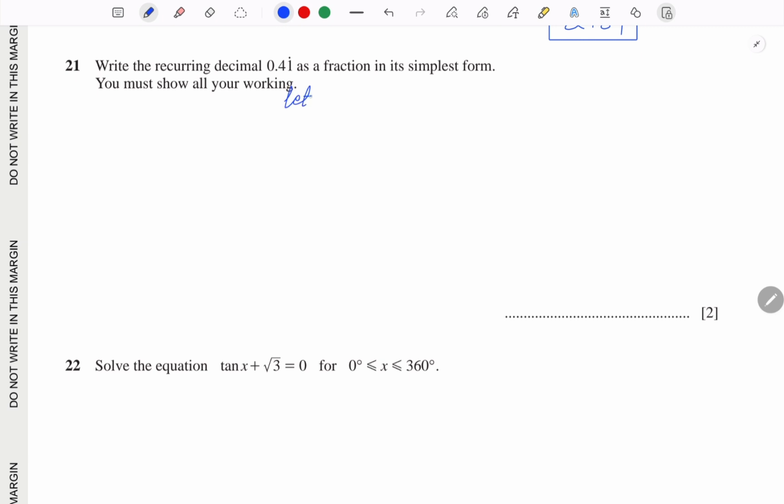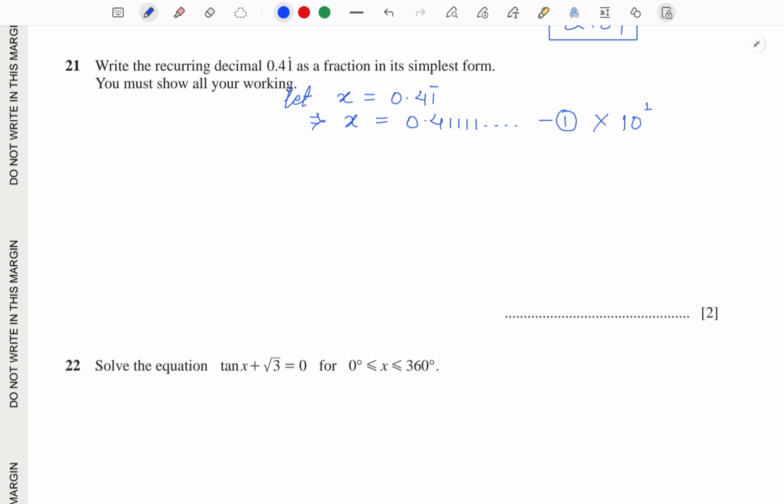Let x equal 0.41 bar. Now we can expand it as 0.4111 dot dot dot, and this will go on. Since there is only one digit repeating after the decimal, we will multiply this equation on both sides by 10 raised to the power 1.